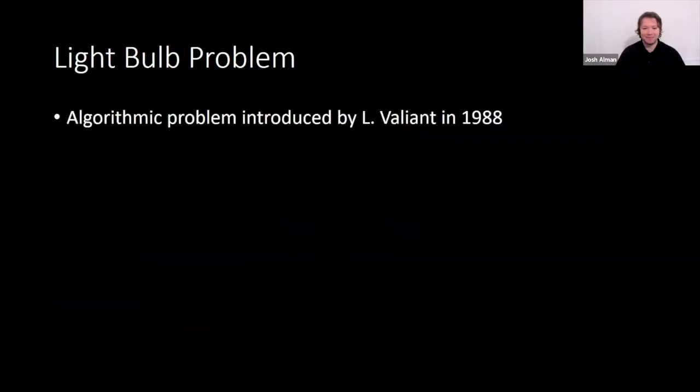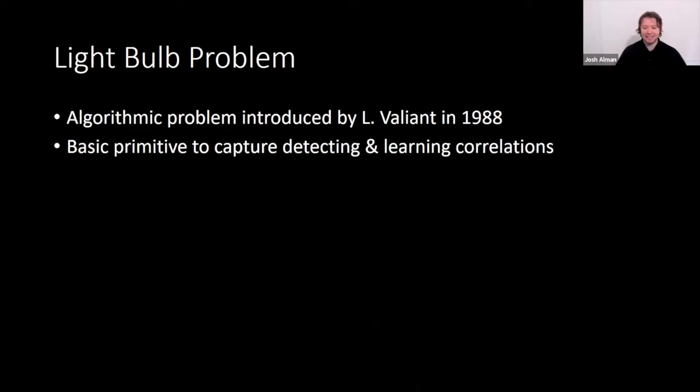This is a problem introduced by Les Valiant in the 80s. Les Valiant did a lot of foundational work on algebraic complexity, but he also did a lot of foundational work on the theory of learning, and this was a problem he introduced in that context. It's a basic primitive problem to capture the task of detecting or learning correlations among random variables.